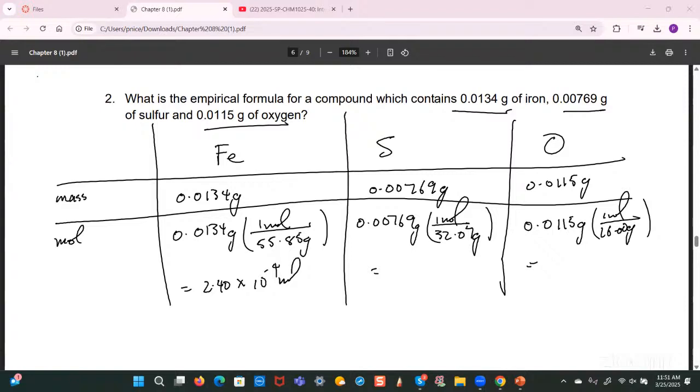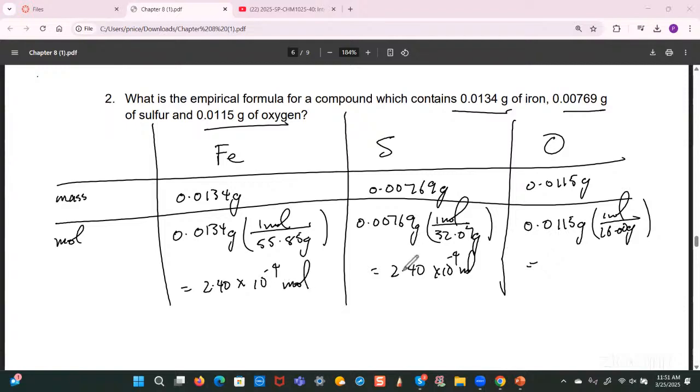And then in the case of sulfur, it would be 0.00769 divided by 32.07. According to my calculation, this works out to be 2.40 again, times 10 to the minus 4 moles. By the way, I should have the mole unit here as well.